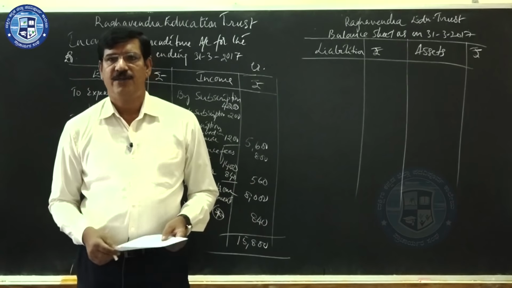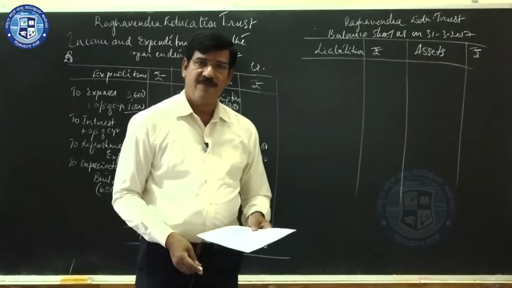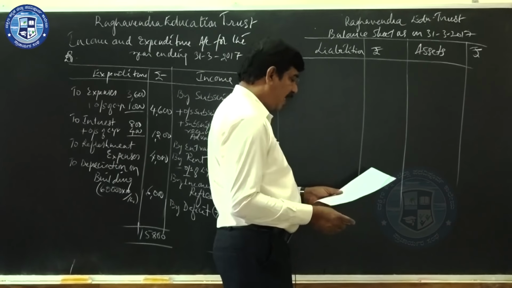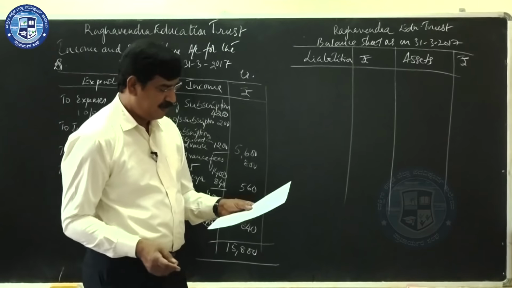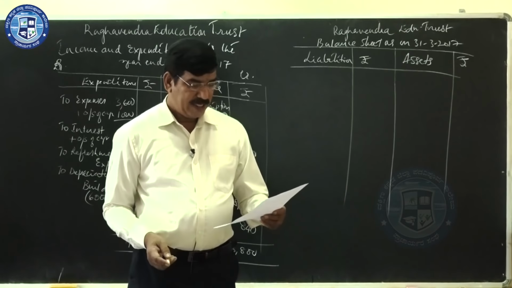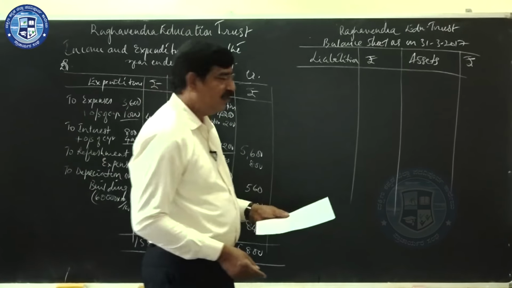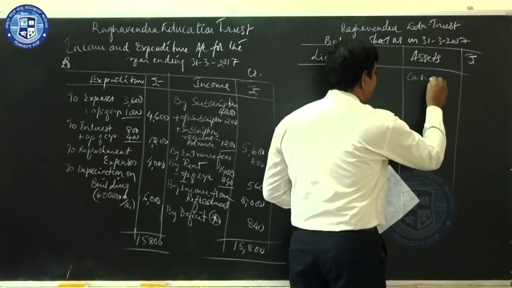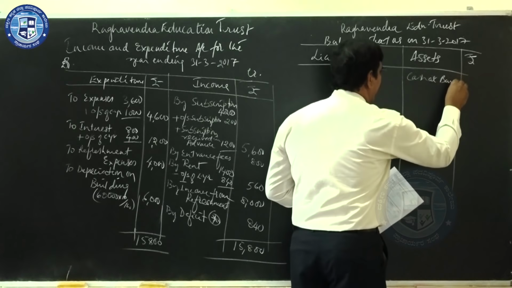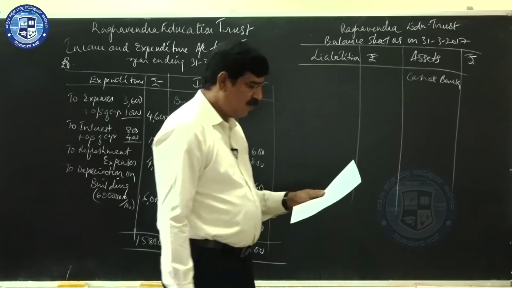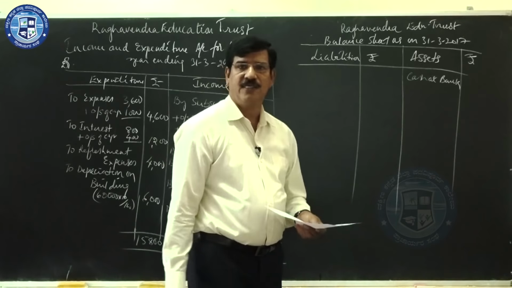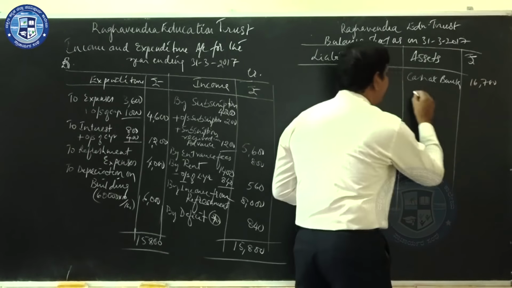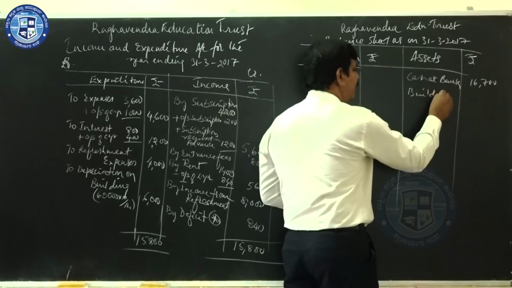In the opening balance sheet, the first item to be written is cash at bank. In this problem, cash at bank is given in the opening balance sheet, so I'll write cash at bank here also. Look at the receipts and payments account, the amount by balance carried down: 16,700. Then comes the asset, building.